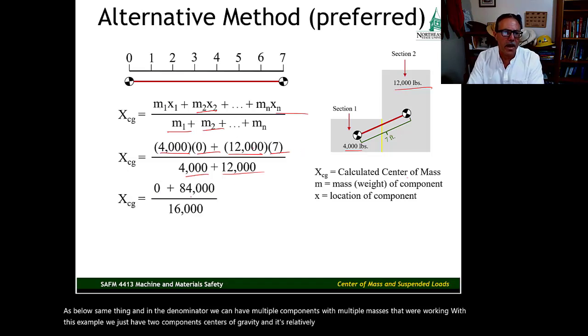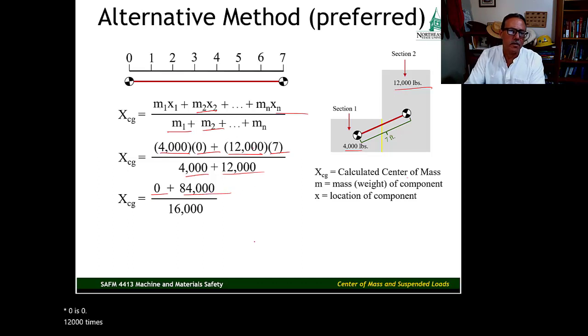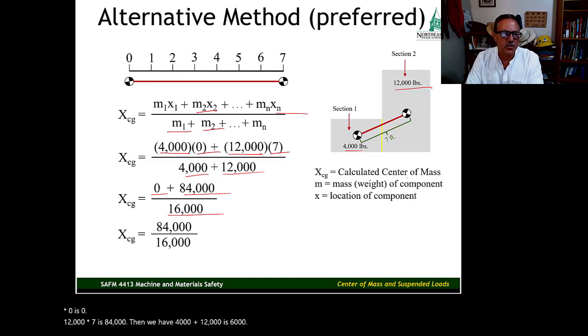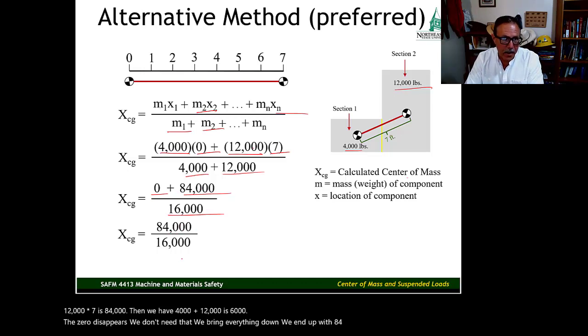So let's go ahead and do this math. 4,000 times 0 is 0. 12,000 times 7 is 84,000. Then we have 4,000 plus 12,000 is 16,000. The 0 disappears. We don't need that. We bring everything down. We end up with 84,000 divided by 16,000. And if we did this right, it should be 5.25 feet.